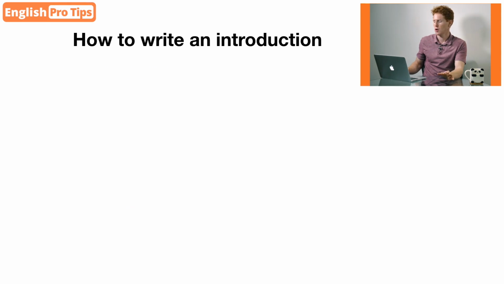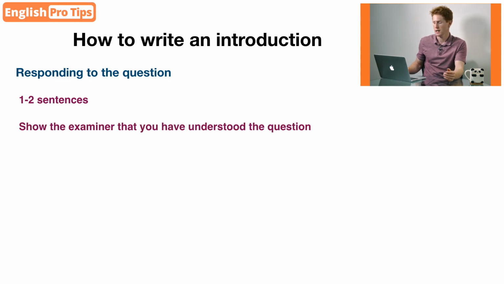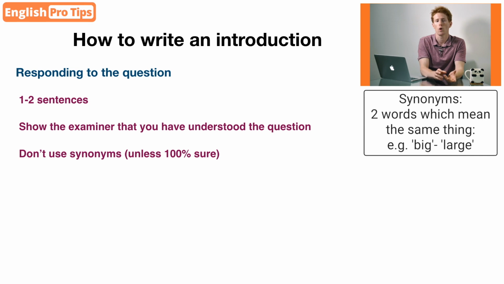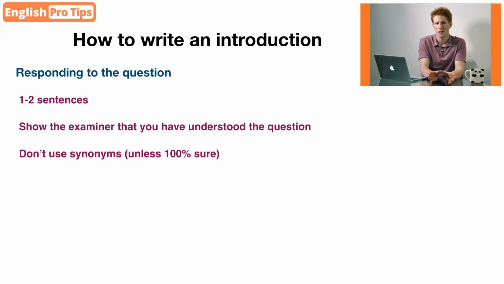Okay. Now let's focus a bit more on responding to the question. Now we said that this should be about 1 to 2 sentences. And what we need to do here is show the examiner that we have understood the question. As a result, you need to be very careful about using synonyms. Now remember, synonyms are different words that mean the same thing. If we get the wrong synonym in our introduction, then the examiner might think that we don't understand the question. This is a very common mistake for many students, and as a result, many students get a lower score for task achievement than they deserve.